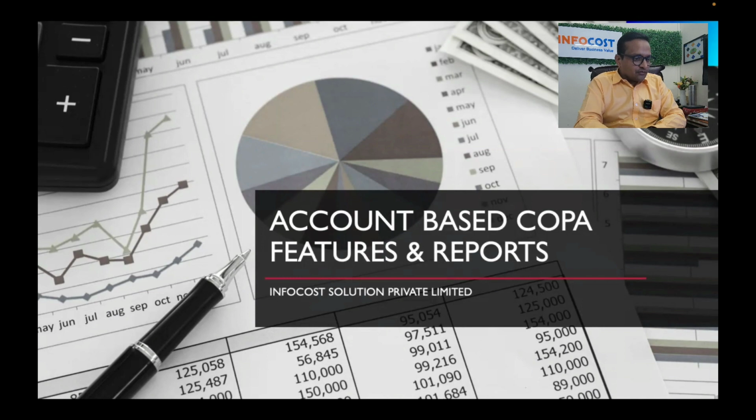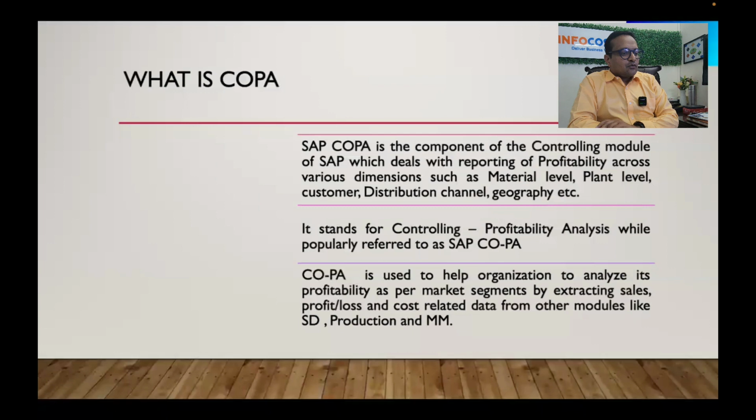We have these features of account-based COPA. First of all, we need to understand what this COPA is all about. COPA is basically a controlling module, the profitability analysis, wherein we get all kinds of details, for example product wise, customer wise, district wise, zone wise details. This is the contribution margin report we can get at any required dimension level in the COPA. So this is what COPA is.